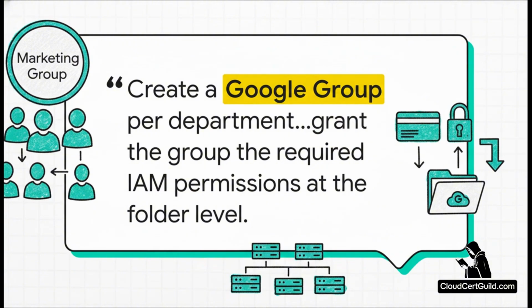And hey, here's a massive pro tip. This comes straight from Google's best practices. When a new person joins the marketing team, you don't craft a custom keycard just for them. No way. You just add them to the marketing group, and that group already has the keycard with all the right access. Then, when they leave the company, you just remove them from the group. Boom, access revoked. It is so much simpler and safer than trying to manage hundreds of individual keycards.